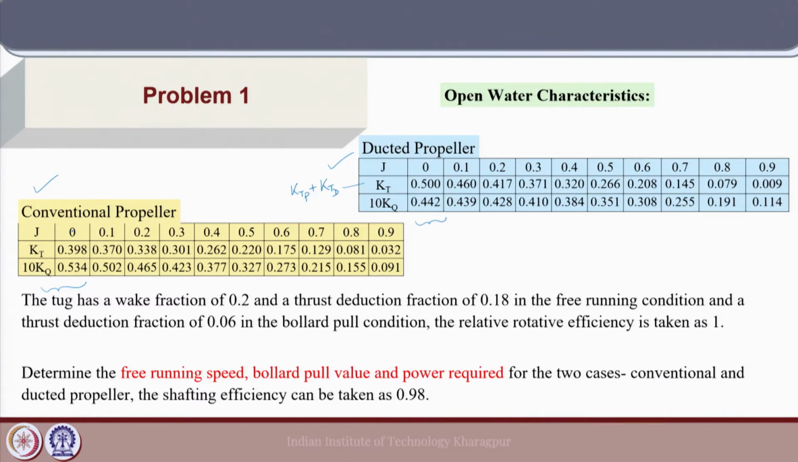Now, we are given a wake fraction of 0.2 for the tug and a thrust reduction fraction of 0.18. Now, these factors for a practical case will be slightly different between the choice of propellers. For example, if we use an open propeller or a ducted propeller, these values will be slightly different, but for the sake of simplicity in this particular problem, these values are given and we can use these values for computations of both the cases.